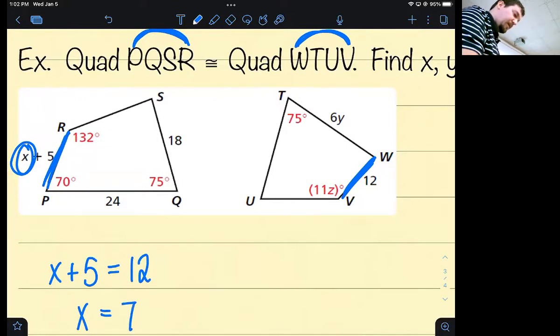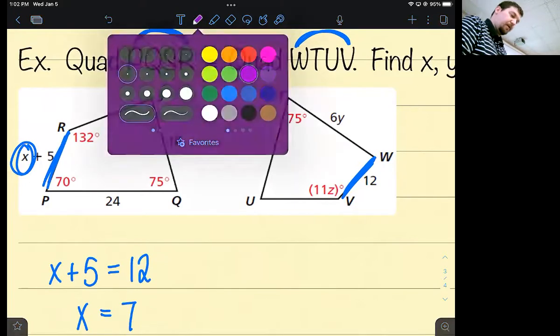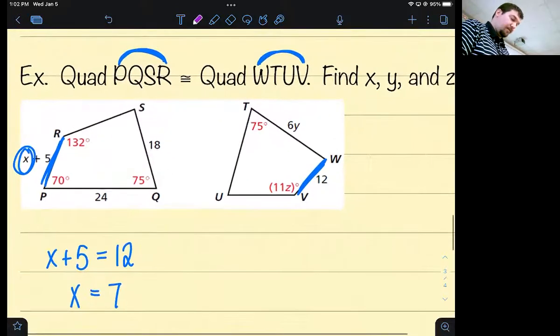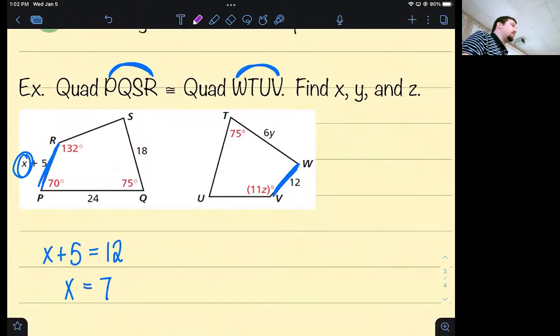Okay. It's a different color here. Now we're going to find Y. Where's Y at? You see it, Shane? Where's it at? The second quadrilateral. That's right. Right there. It's between T and W.